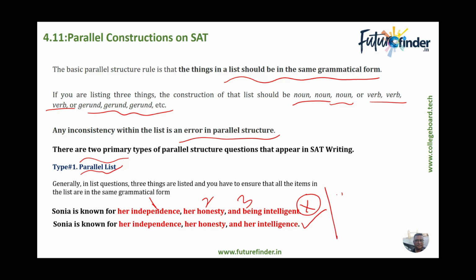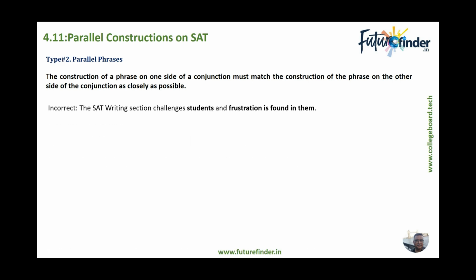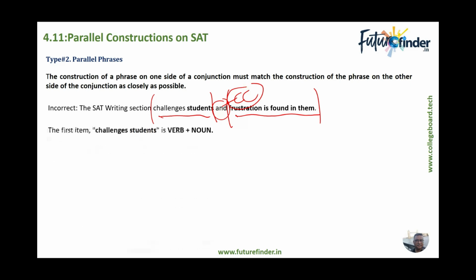More often than not on the SAT you will find a parallel phrase, something of this sort. The SAT writing section challenges students and frustration is found in them. Item 1 and item 2. This is the coordinating conjunction which demarcates the two. Let's analyze the form. Challenges students is a verb plus noun. This is evident, challenges and students. What about frustration is found in them?